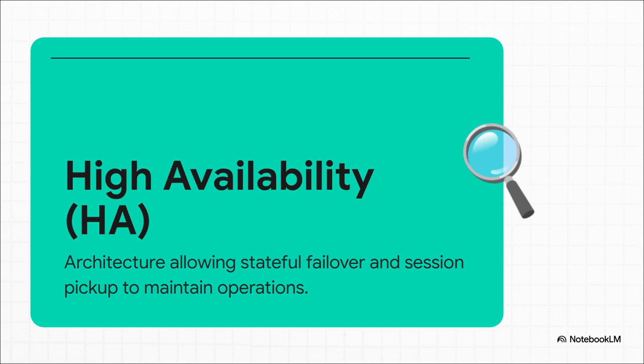HA is essentially our universal cure for downtime. The Operations Guide defines it as a network security architecture allowing for stateful failover and session pickup to maintain continuous operation. Now, the absolute keywords there are stateful and continuous. It doesn't just mean you have a spare box that boots up when the first one dies. No, it means the secondary box already knows every single detail about your active connections. So when failure strikes, your active sessions survive, and your end users, they don't even notice a hiccup.